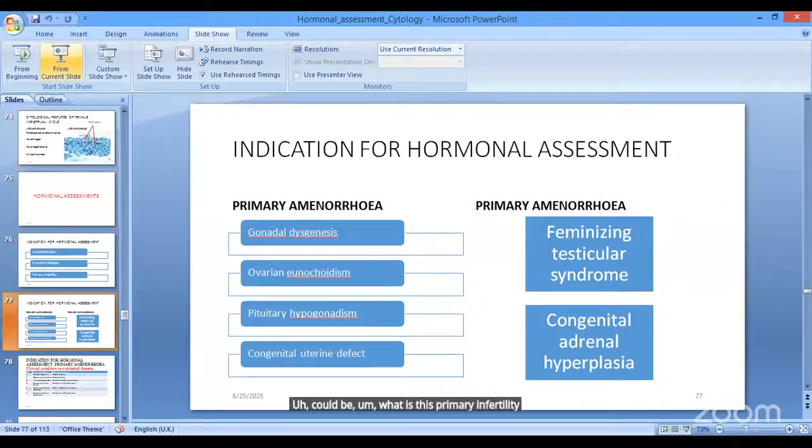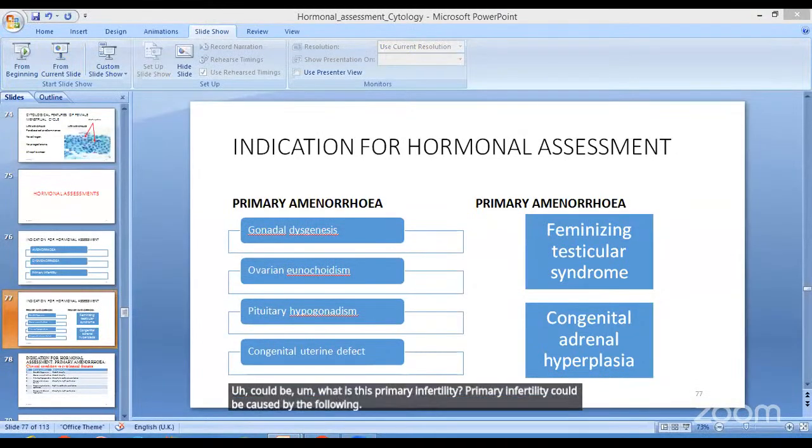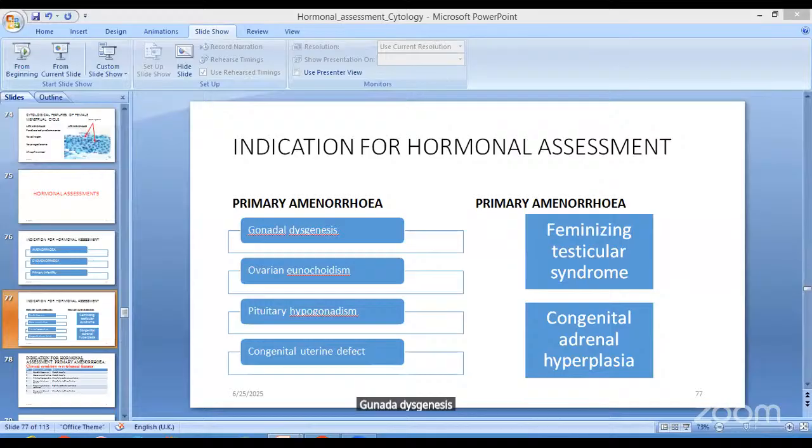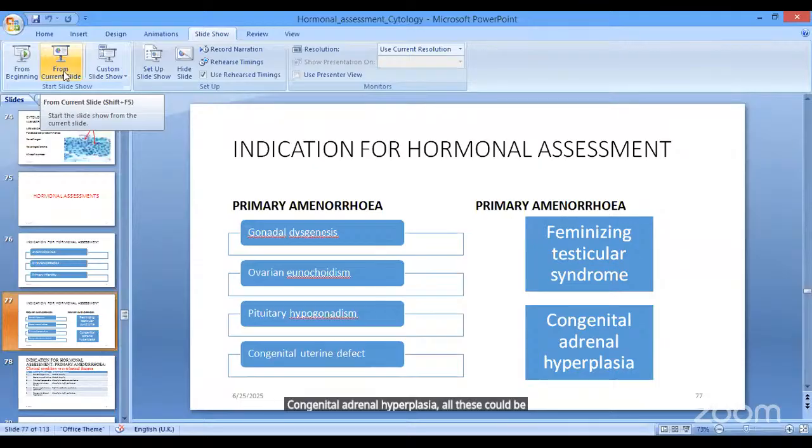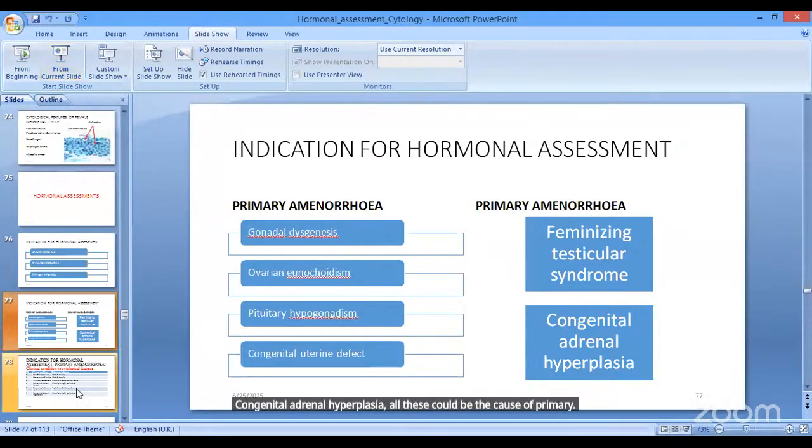Primary infertility could be caused by the following: gonadal dysgenesis, ovarian eunuchoidism, pituitary hypogonadism, congenital uterine defect, feminizing testicular syndrome, congenital adrenal hyperplasia. All these could be the cause of primary amenorrhea.